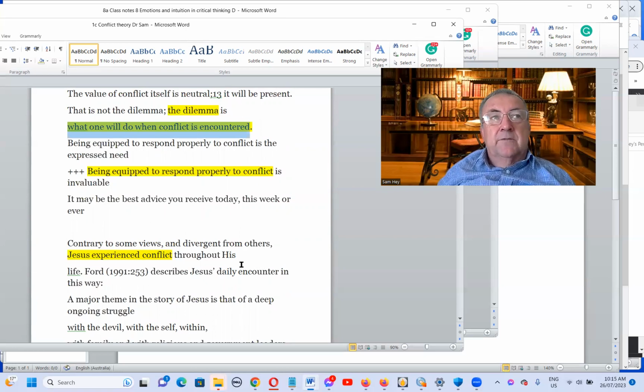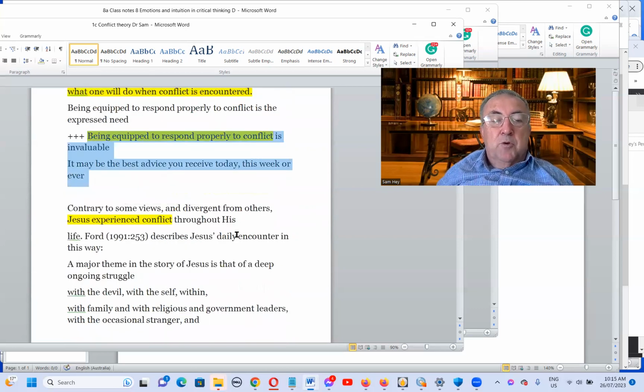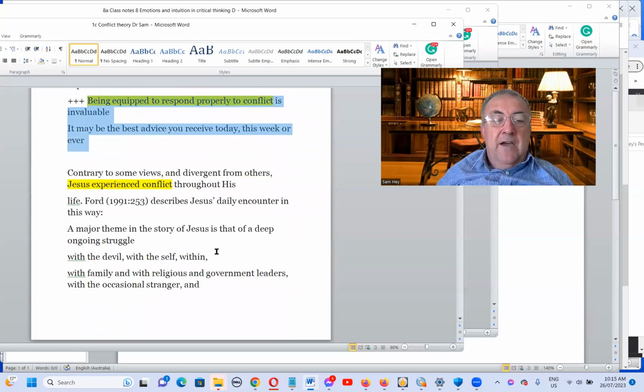Do we listen to the different viewpoints? Do we seek to understand the different values and then talk them through? And then when they can't be resolved so easily, do we have strategies to handle these different values well? So being equipped to respond properly to conflict is incredibly valuable.